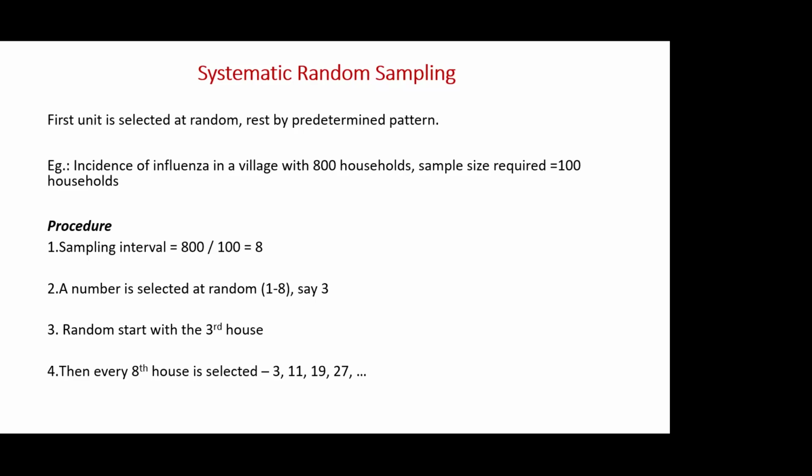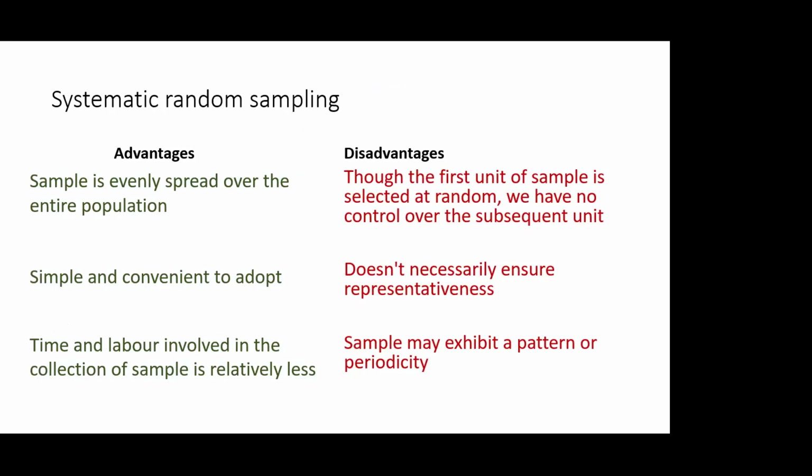The point to note is that first we need to select the sampling interval, which is identified from the total number as well as the sample required for the study. After getting the sampling interval, I would select the first person within that interval. After that, I would go systematically, adding the sampling interval and going to the subsequent house. Now we'll see the advantages. The sample is evenly spread over the entire population, let's say the village. There is an assurance that the whole village will be covered.